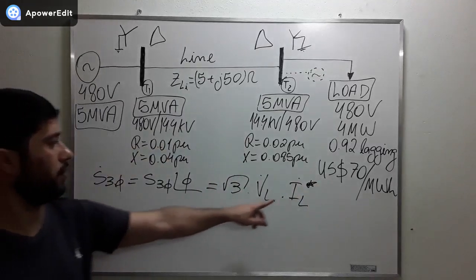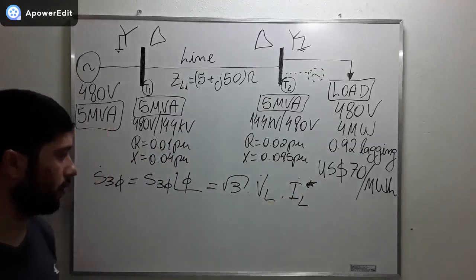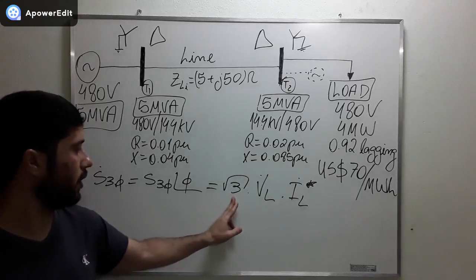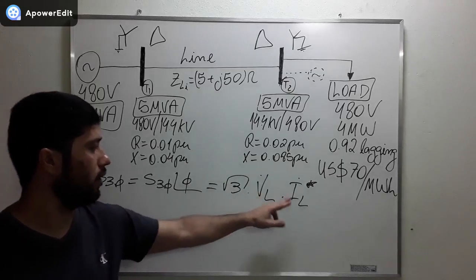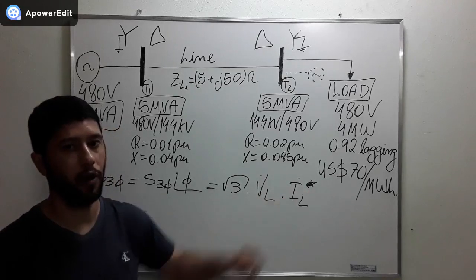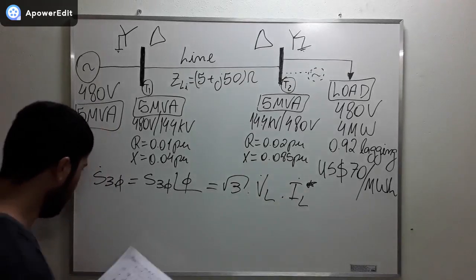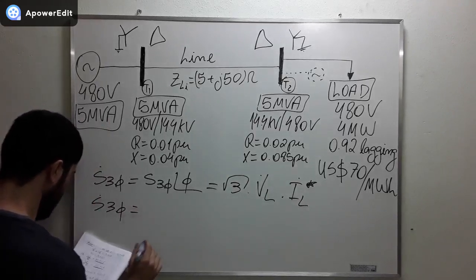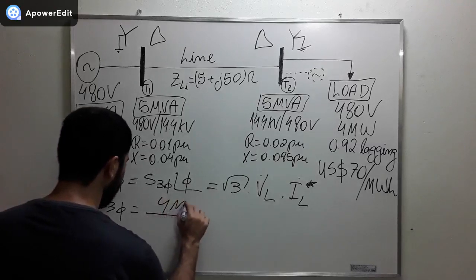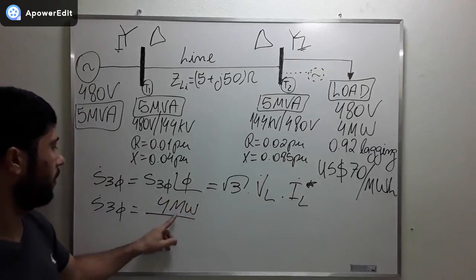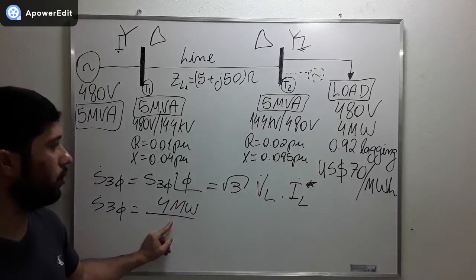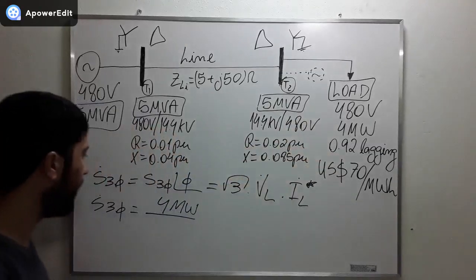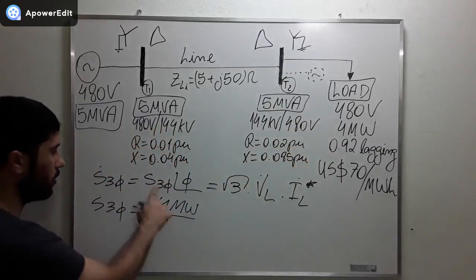Remember that this is the complex conjugate of the current. To calculate the complex power, we multiply square root of 3 times VL times IL, but this is the complex conjugate of the current. When we do that, we find a value like this. 4 megawatts is the real power. When we divide the real power by the power factor, we get the apparent power.